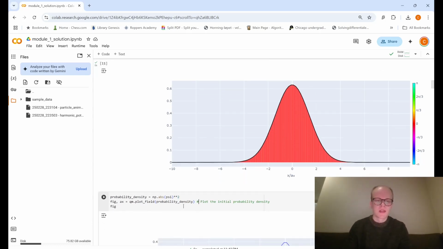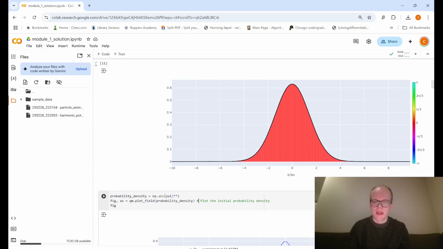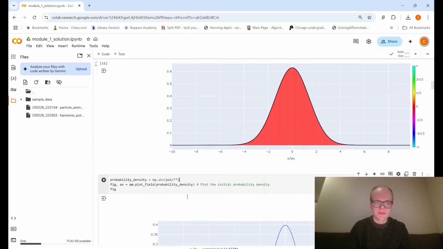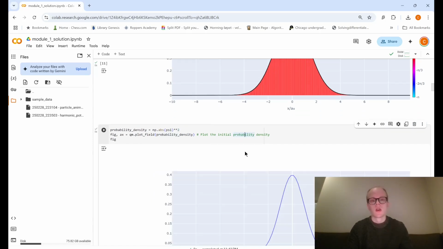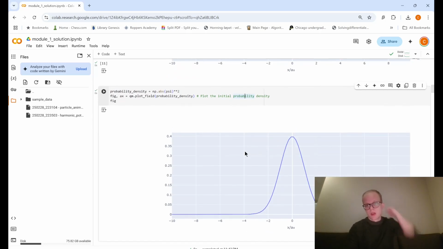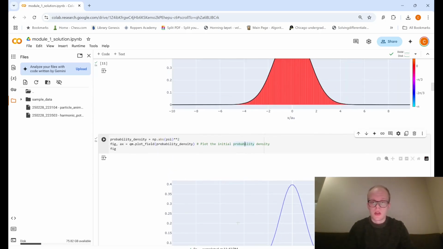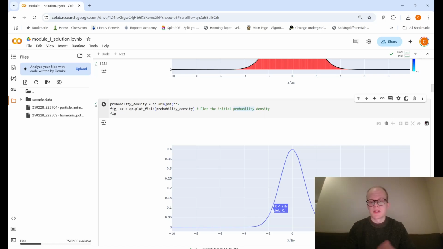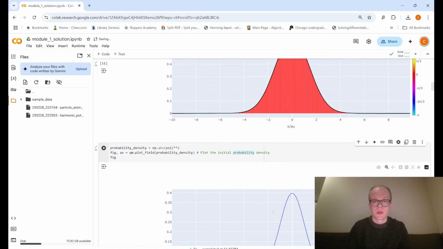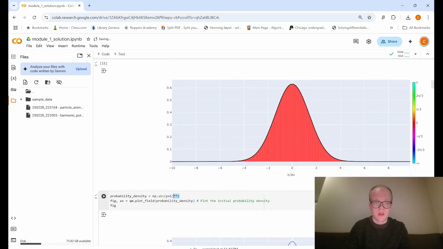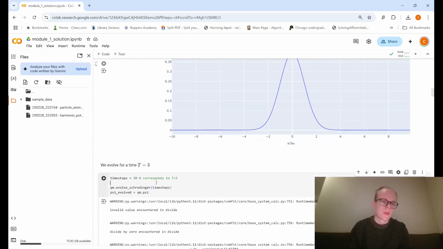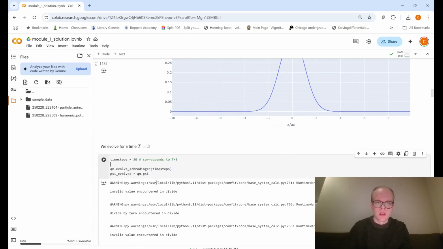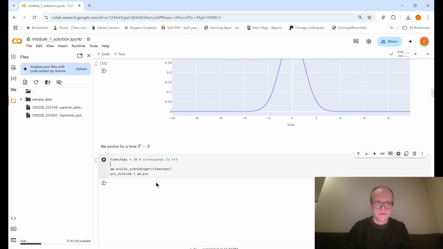So next, we compute the probability density. So that's absolute value squared. And then we use plot field to plot this real function. All right, let's see. So it's got the same shape, except it's a bit narrower because we're taking this square to get the probability density. That all makes sense. All right, so let's run a time evolution.